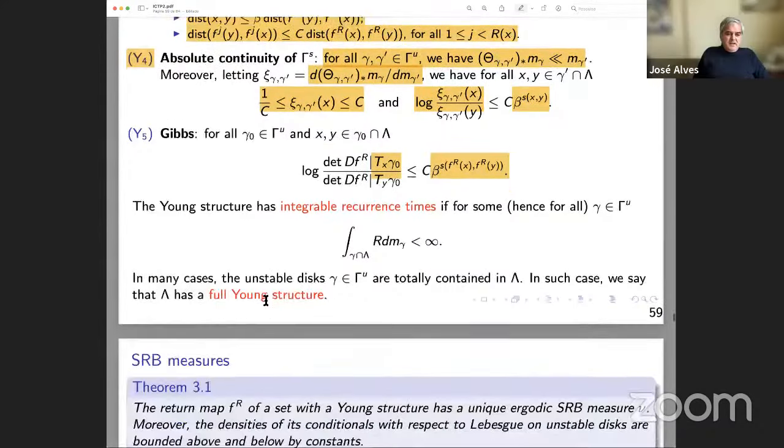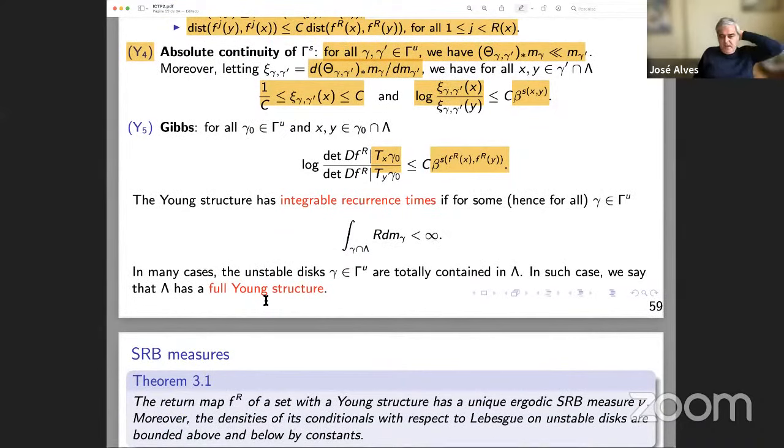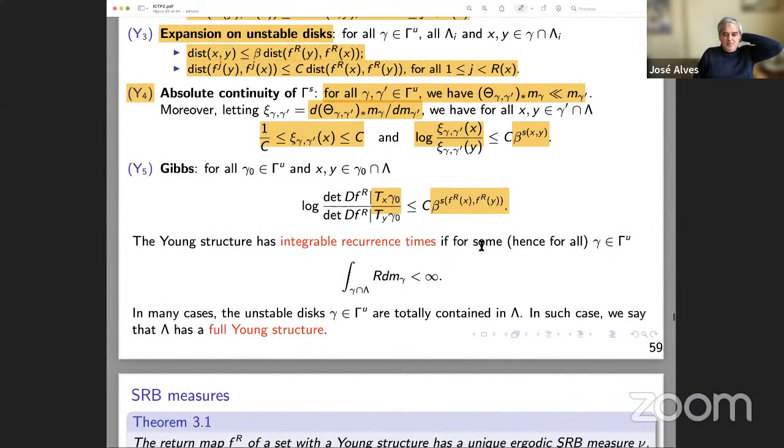Okay, so we say that the Young structure has integrable recurrence times if the integral of the recurrence time is finite for some, and by this absolute continuity property, then necessarily for all, we have this integrability condition. In many cases, this is not asked in the definition. In many cases, the unstable disks are totally contained in Lambda. This is the case, for instance, when we apply to partially hyperbolic attractors. This is not the case in the construction of Benedicks and Young for the Hénon attractor.